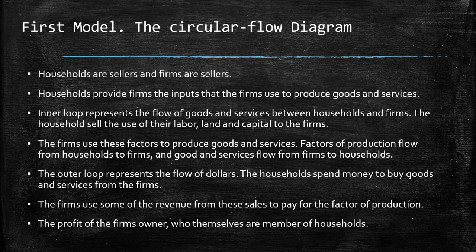We have an outer loop which represents the flow of dollars. Households spend money to buy goods and services from the firms, and the firms use some of the revenue from these sales to pay for the factors of production. The profit goes to the firm's owners, who themselves are members of households, so the profit is again part of the circular flow, because they will buy some services or goods.